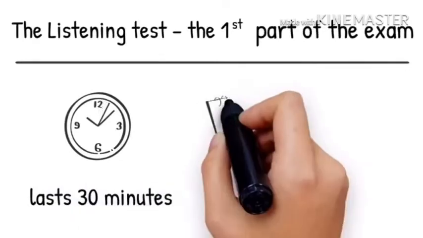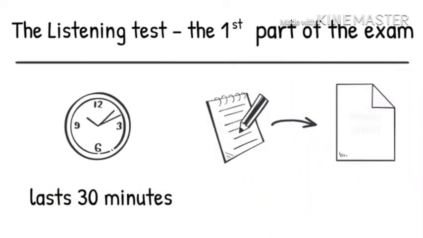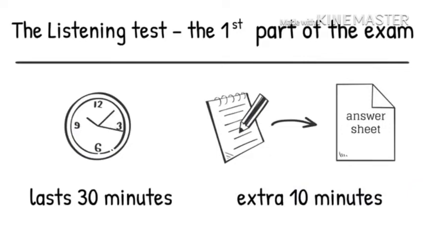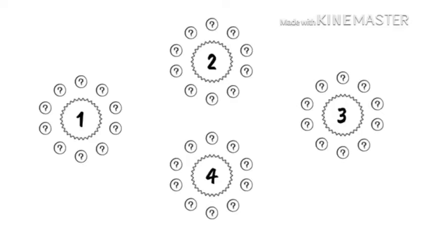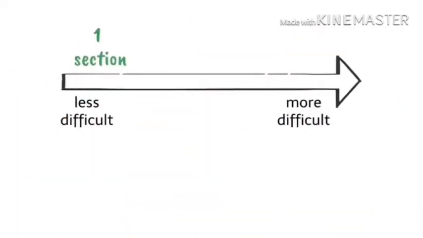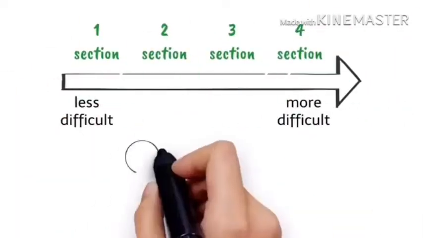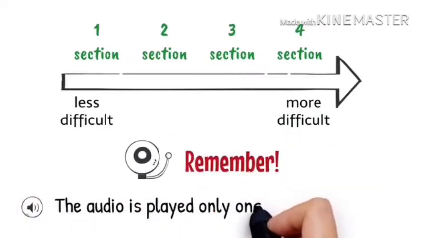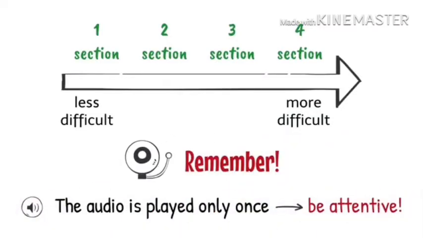The test lasts 30 minutes and you have 10 minutes extra to transfer the answers from the question booklet to your answer sheet. There are 4 sections, each section has 10 questions. The sections become more difficult, with section 4 being the most difficult. Remember, the audio is played only once, so it's very important to be attentive. However, you will be given time to read the questions before you listen and to check after you listen.